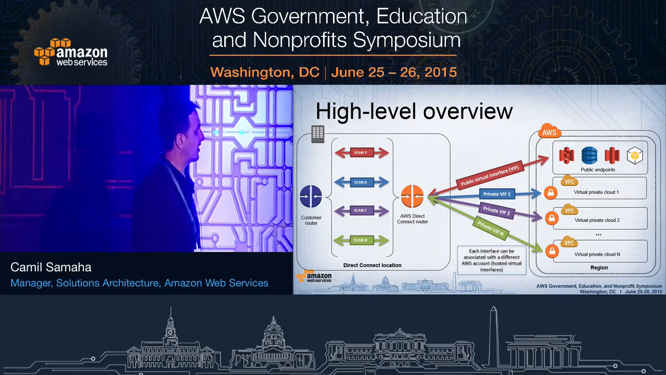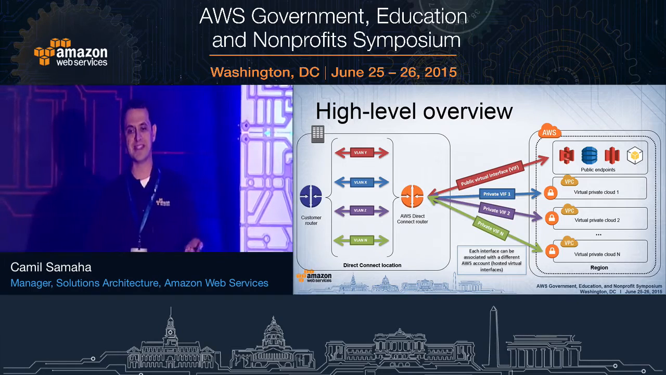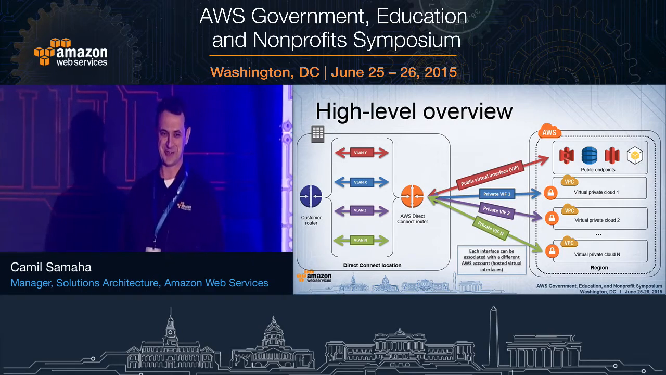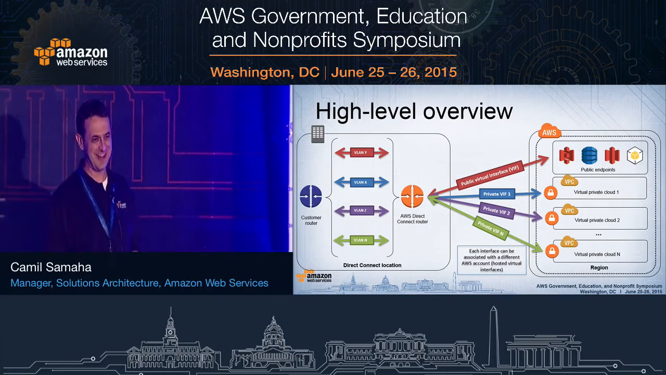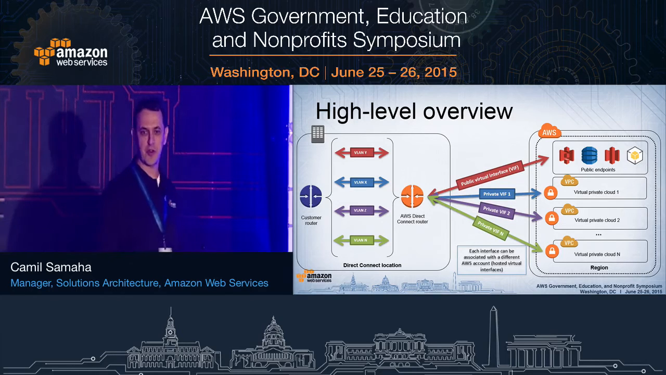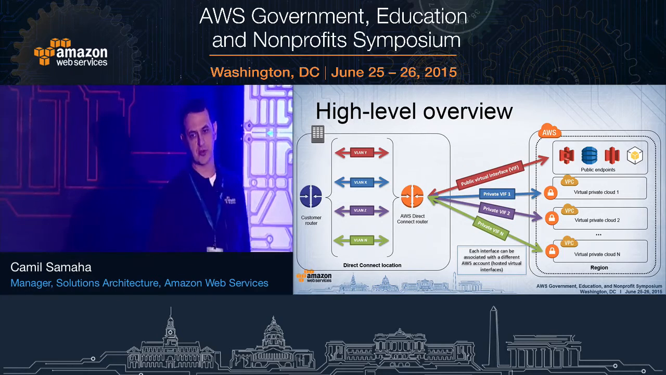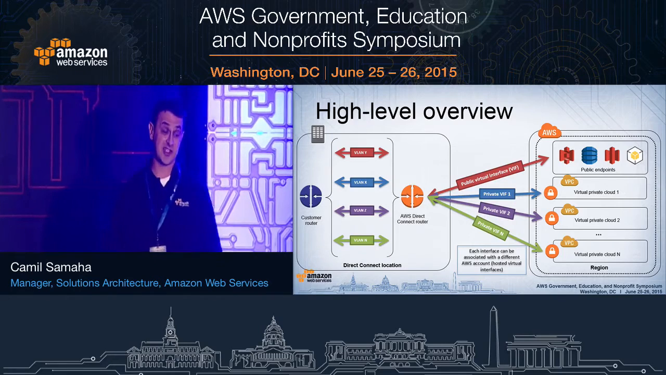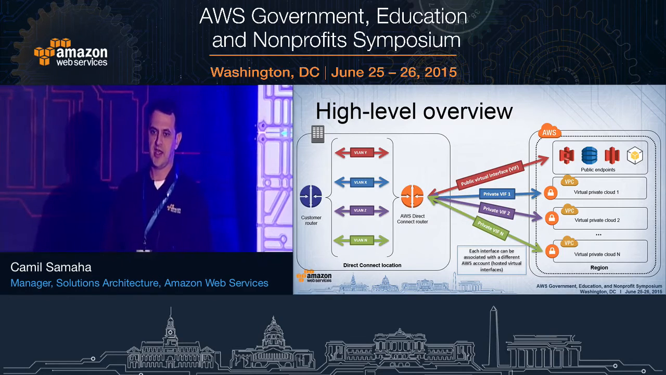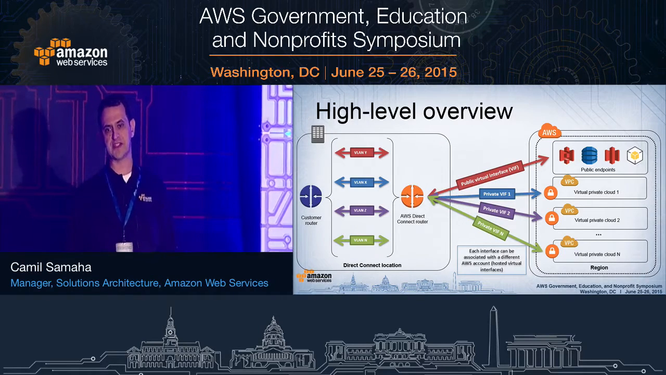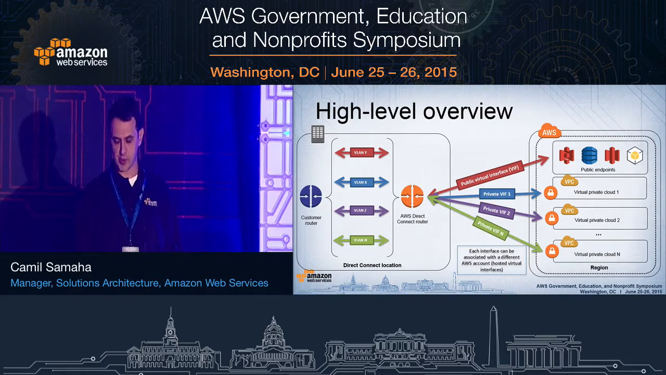And you have your public, I'm going to refer to them as VIF for your virtual interface. So from now on, just for convenience, I'll refer to them as a VIF. It'll give you access to the public endpoints such as S3, SQS, DynamoDB, all the service endpoints available on AWS.